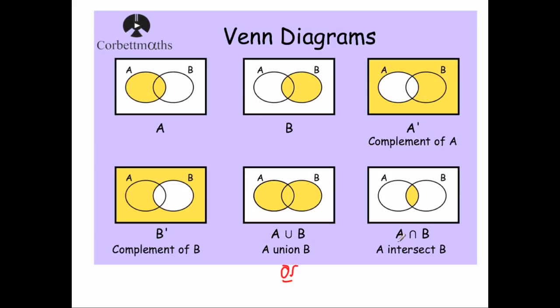And finally, A and then an N and then B. It's not like an N, it's the shape, the symbol. A, the symbol, B, would be A intersect B. It means anything that's in A and B, so anything in the middle region. So A intersect B is anything that's A and B.